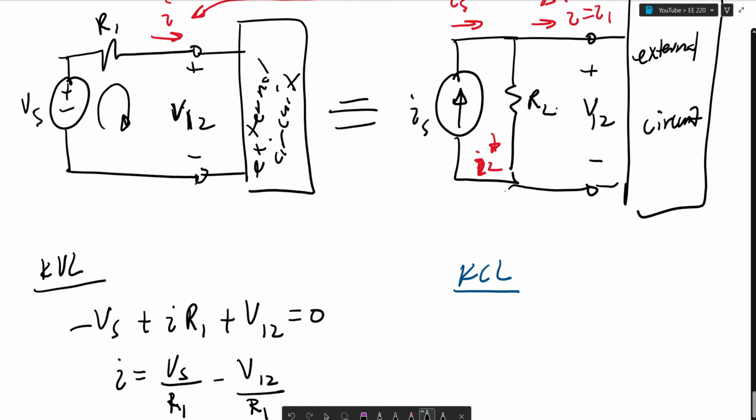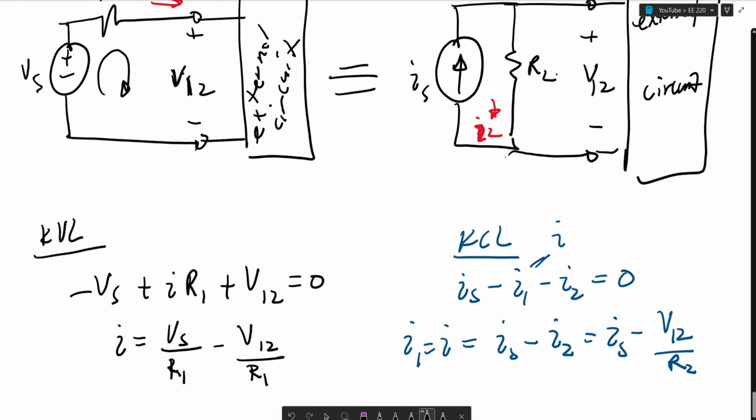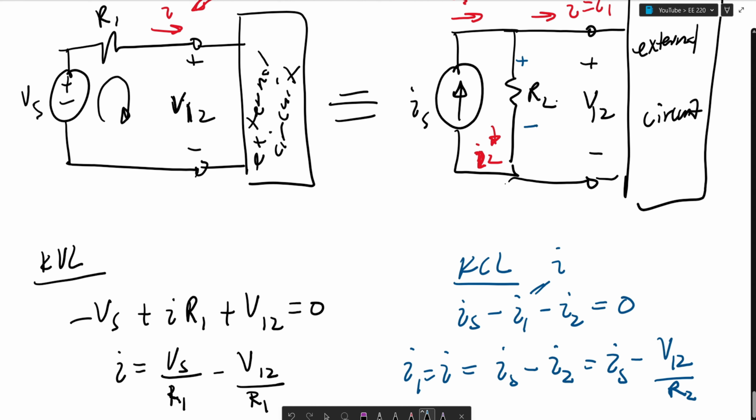So we could write a KCL and say that Is coming in minus I1 leaving minus I2 leaving is equal to 0, where, again, this is equal to I. We could say I1, which is equal to I, is equal to Is minus I2, which is equal to Is minus V12 over R2. Again, because the voltage drop across this resistor is V12, because it's in parallel.